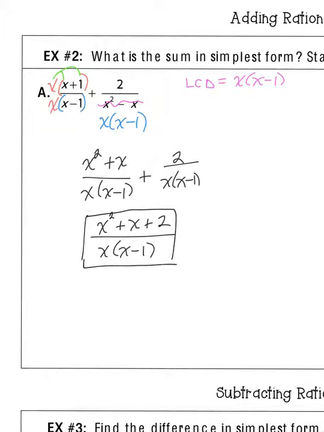But we also need to state restrictions on the variables. So you always go back to your LCD when we're adding and subtracting, and you want to set each of these factors equal to 0. So x cannot equal 0, and x cannot equal 1. So those are our restrictions.